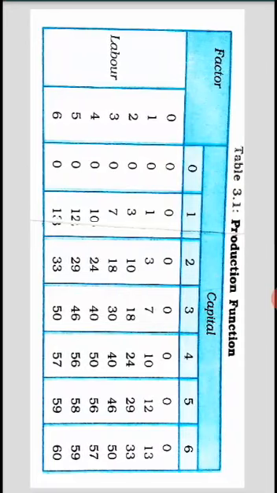As we move to the right along any row, capital increases, and as we move down along any column, labor increases. So here, if we are moving downward, that is 0, 1, 2, 3, 4 up to 6, that means we are using more and more labor. If we are moving to the right, that means we are using more and more capital.